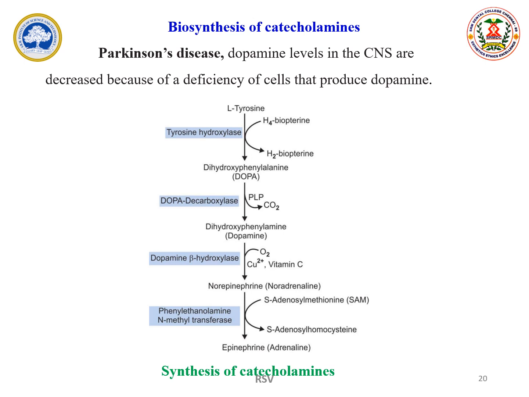Biosynthesis of catecholamines and Parkinson disease. In Parkinson disease, dopamine levels in the central nervous system are decreased because of the deficiency of cells that produce dopamine. This is the tyrosine pathway to formation of epinephrine and norepinephrine.